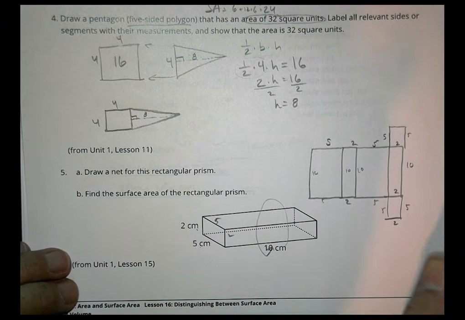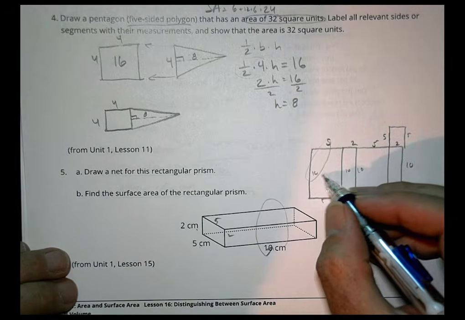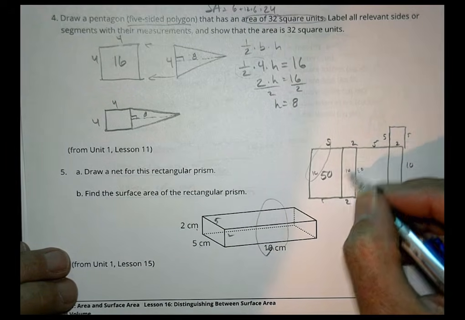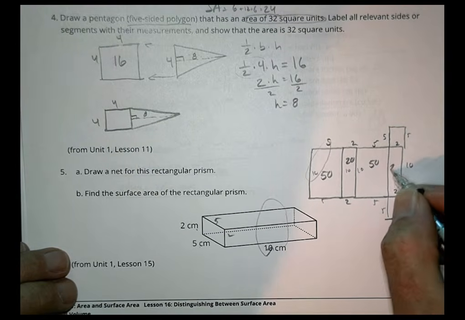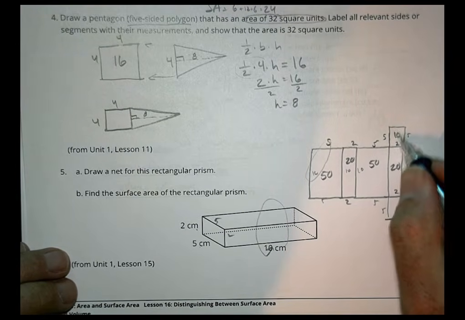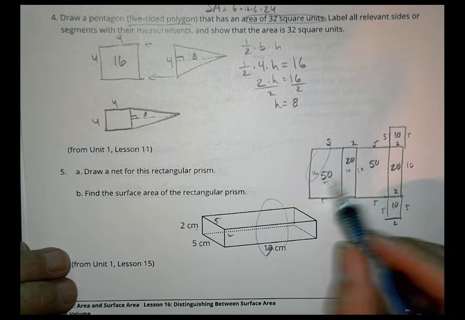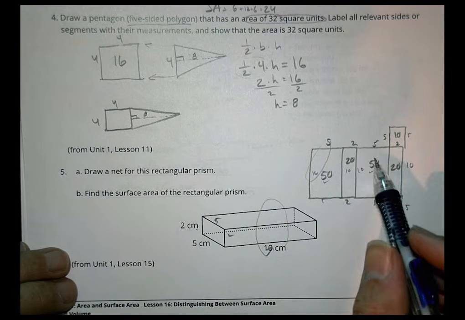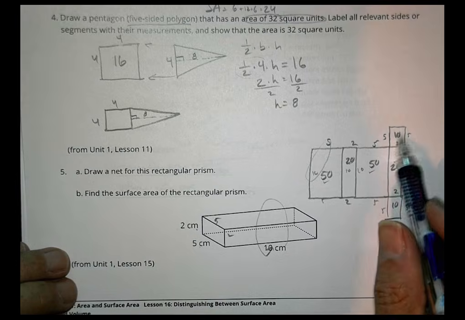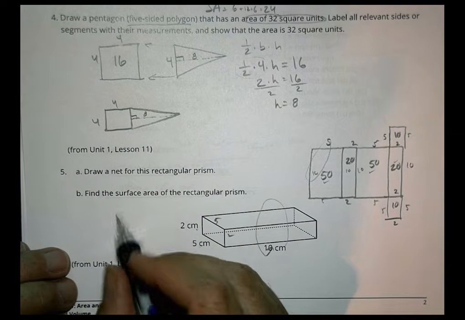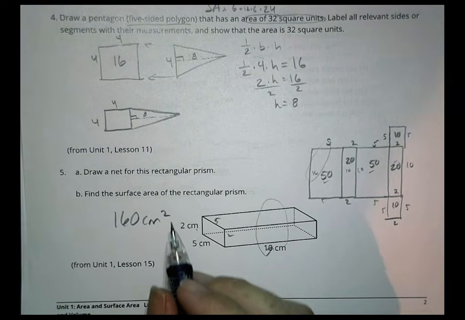For the surface area, I have 5 times 10 is 50. 2 times 10 is 20. Then I have a 50 here and another 20 there. And 5 times 2 is 10, and 5 times 2 is 10. So 50 plus 50 is 100. 100 plus 20, 120, 140, 150, and 160. So our surface area would be 160 centimeters squared. And that's it for that one.